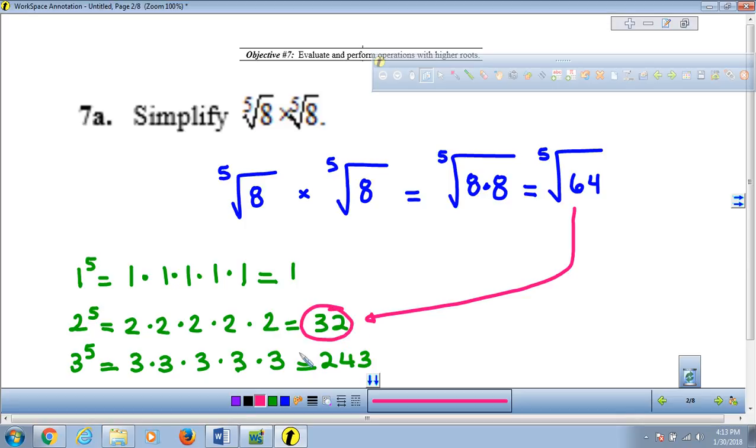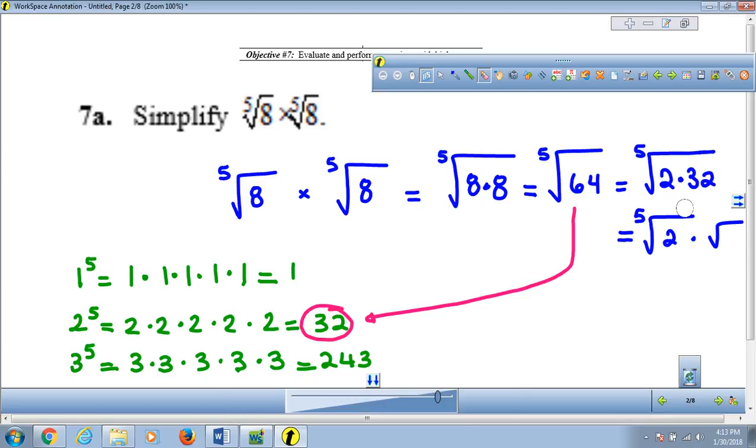64 is divisible by 32, because you want to go backwards, looking for a number that it is divisible by. So we're going to rewrite it. The 5th root of, divide 64 by 32, and that's going to give you 2. So the multiplication of 2 times 32 is the same as 64, right? Now we apply the product rule again. And let me erase this. So 5th root of 2 times the 5th root of 32.